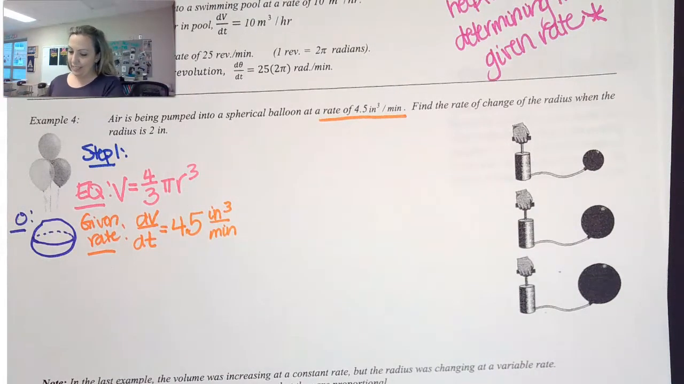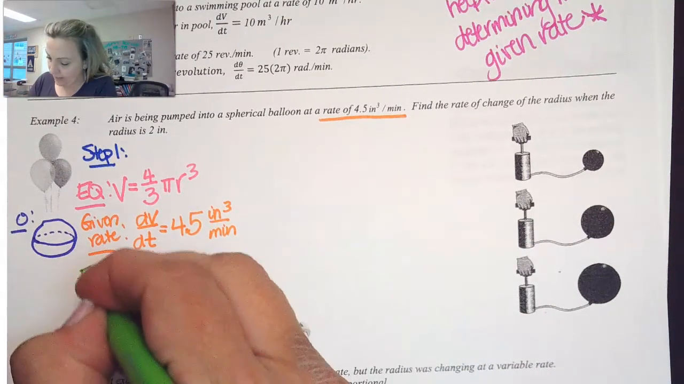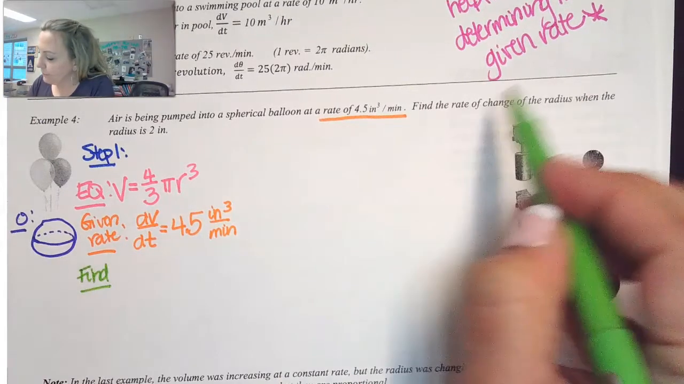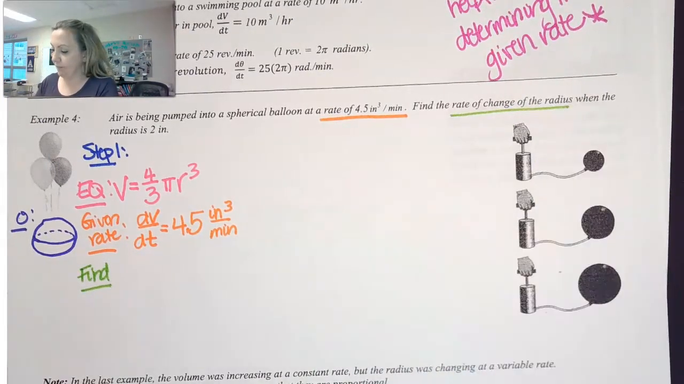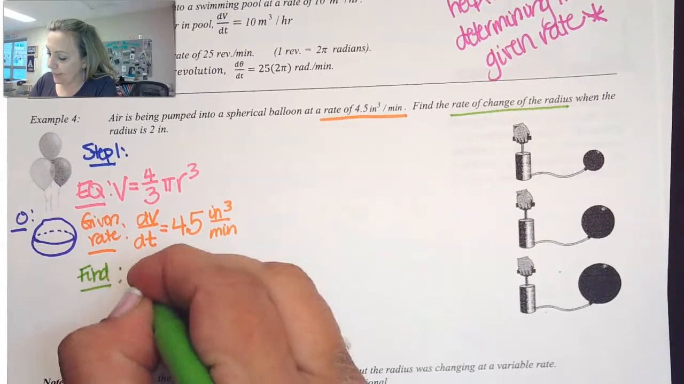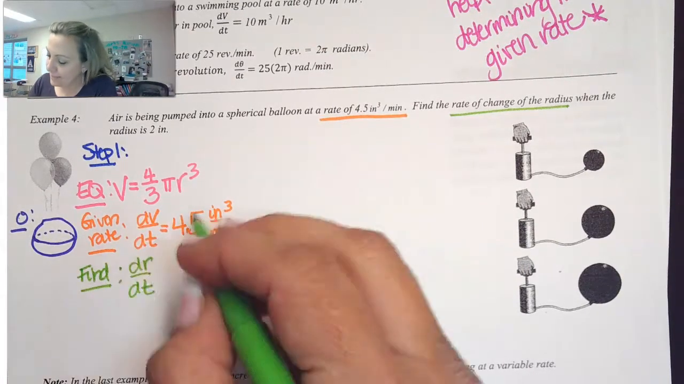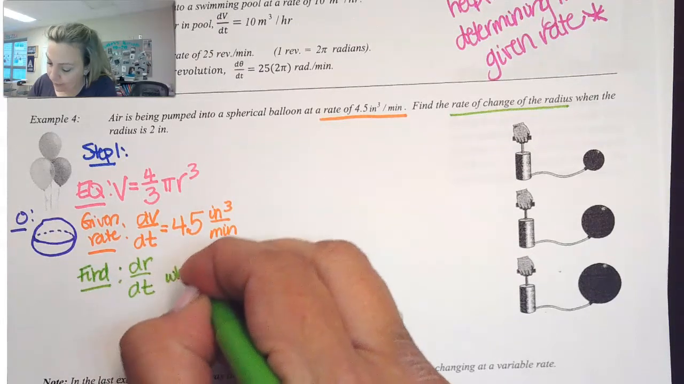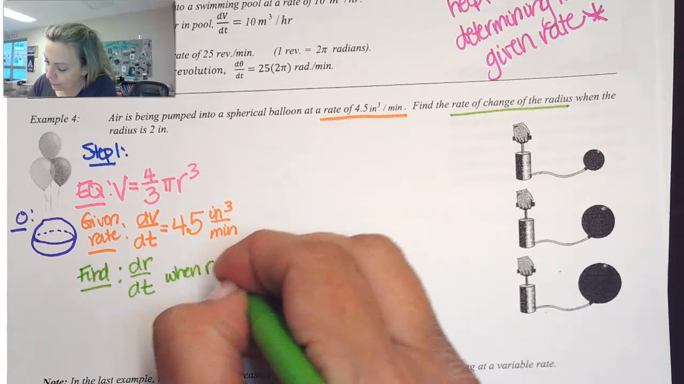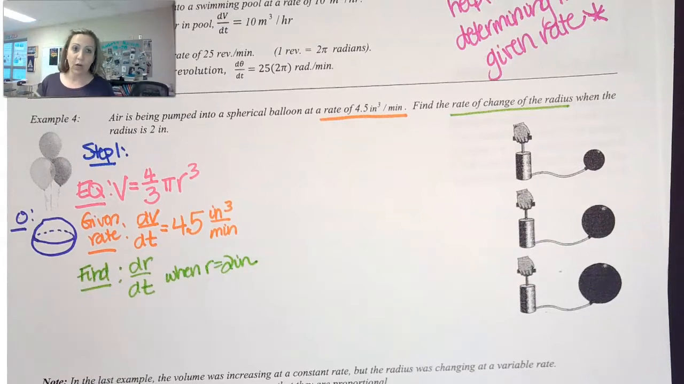And then it's asking us to find the rate of change of the radius. So the rate of change of the radius is going to be dr/dt. And then specifically, it's going to be when r equals 2 inches. Now remember, we're not going to use r equals 2 until the very end, all right? But we can still just make note of that in our organization step, okay?